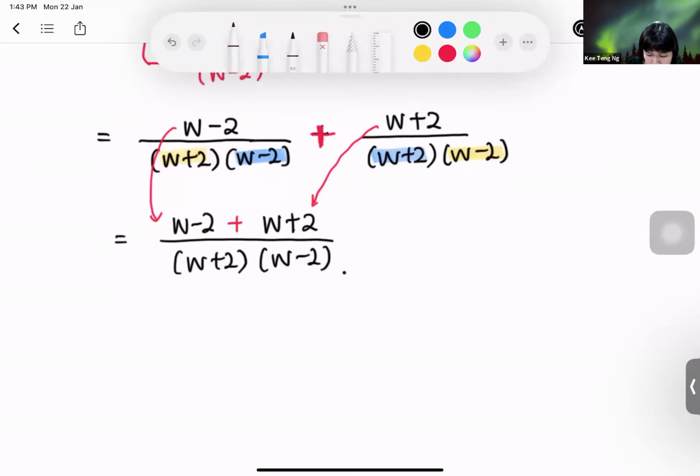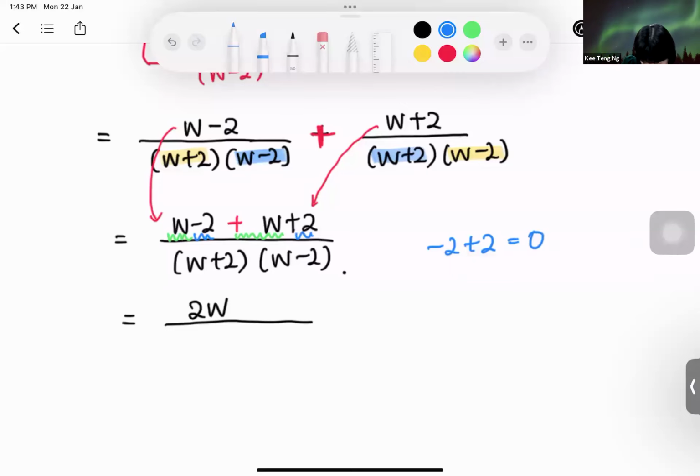Last but not least, I need to simplify my numerator only. Let's add up the units that are the same. w plus w will give you 2w. Then what is the other one? This is minus 2 plus 2. What is minus 2 plus 2? It becomes 0. So there's no more number over there, right? So it's just 2w, over w plus 2, w minus 2.